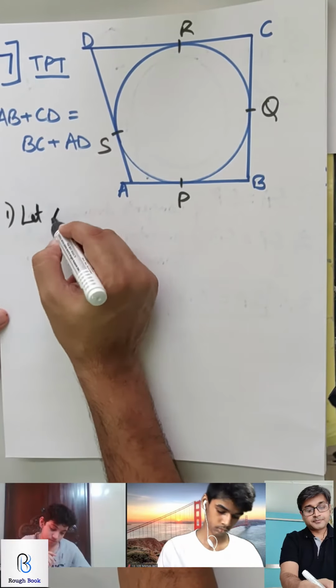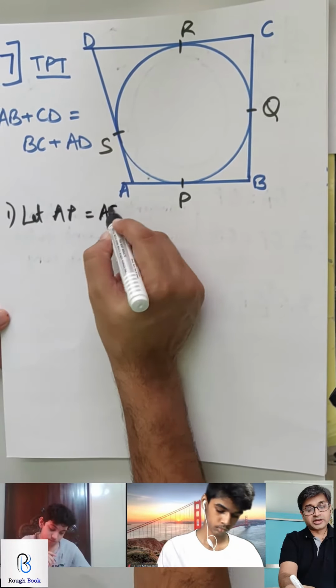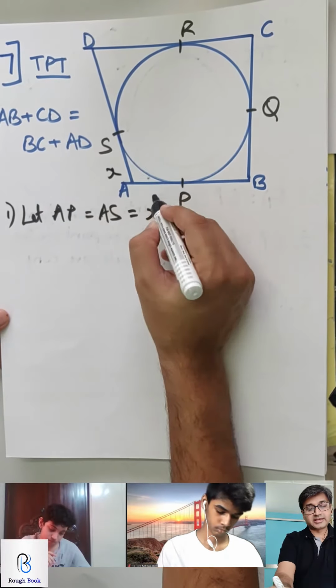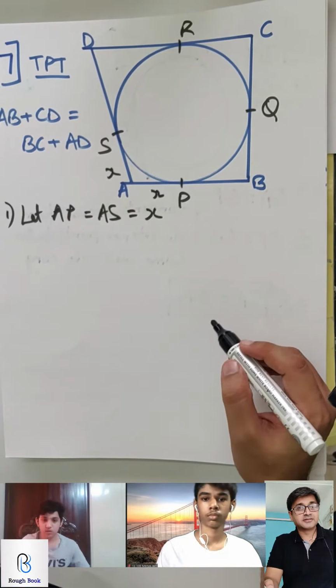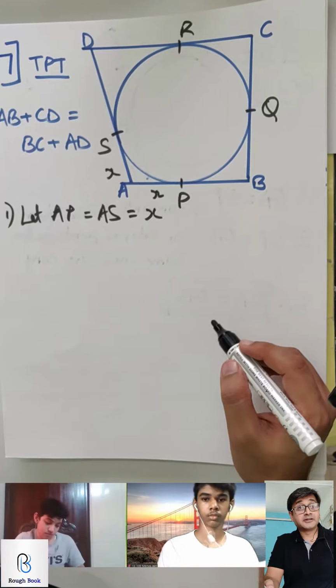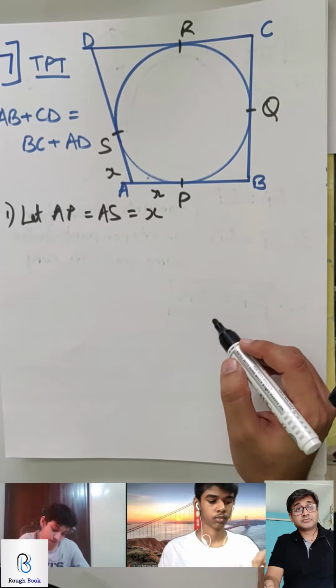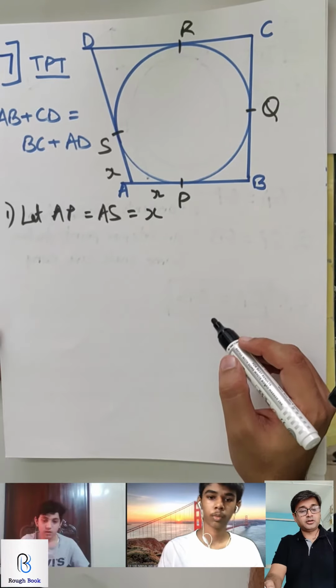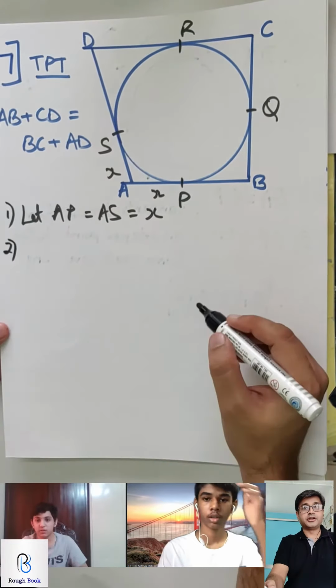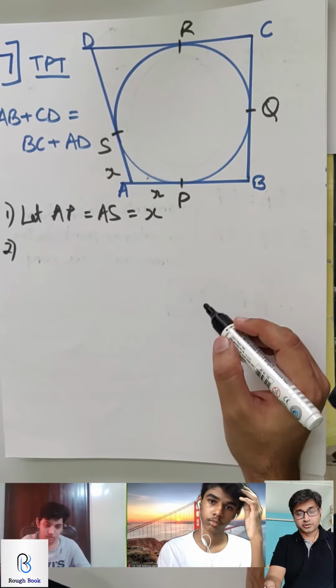Let AP equal AS equal X. Are you guys understanding this? Can you tell me why? Because tangents drawn from an exterior point to the same circle are congruent.